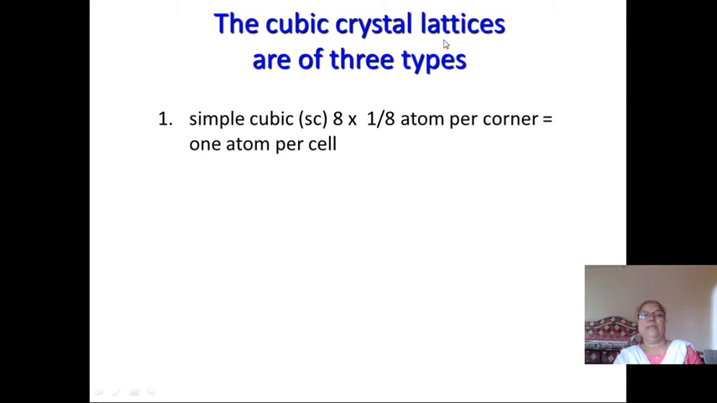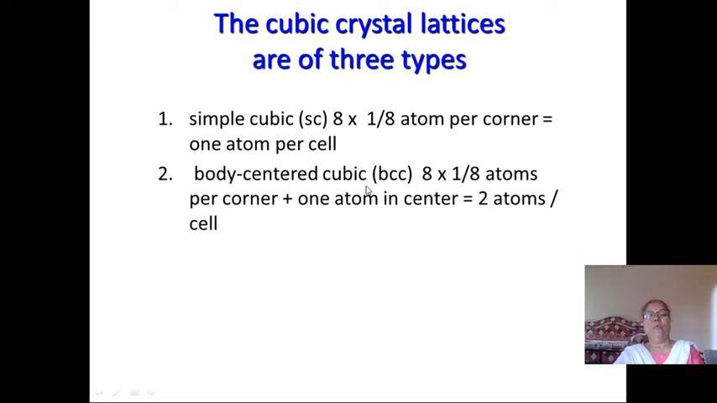So, the cubic crystal lattices are of three types. In case of simple cubic, the 8 points are situated at 8 corners. Therefore, the total number of points here is 8 into 1/8 atom per corner, and it is equal to 1 atom per cell. Remember, 1 atom per cell in case of simple cubic.